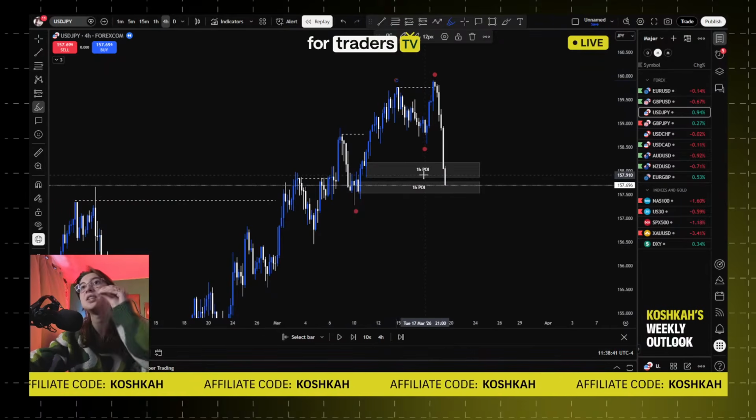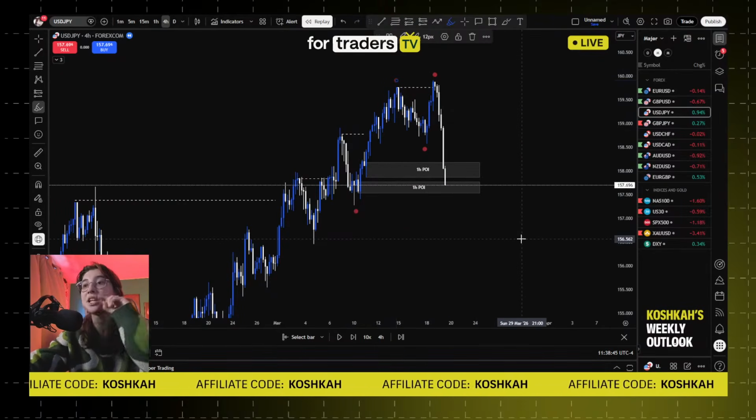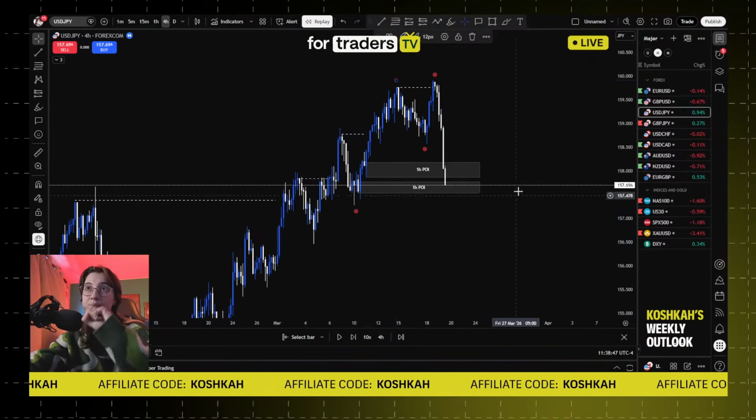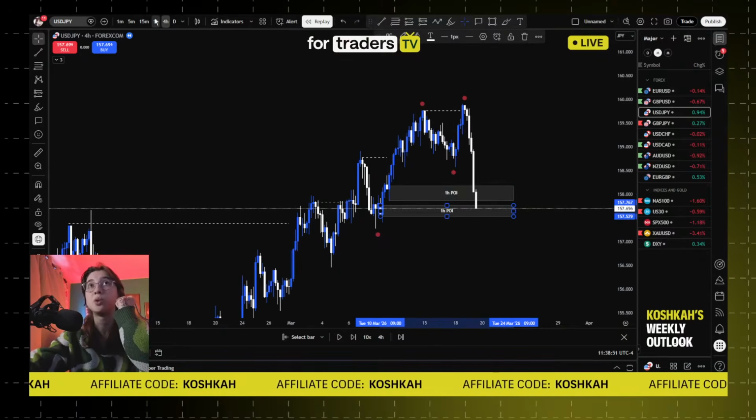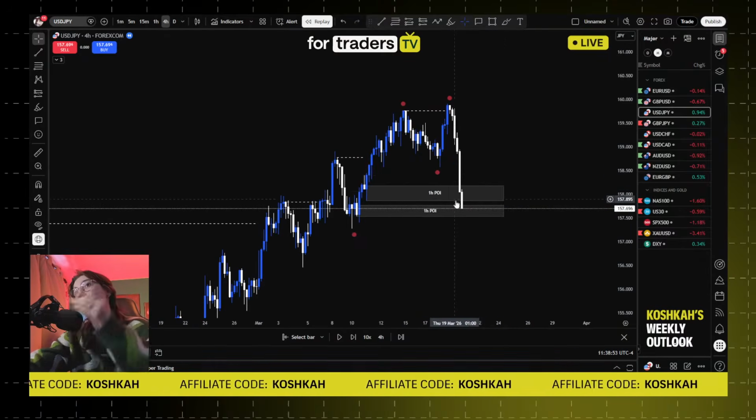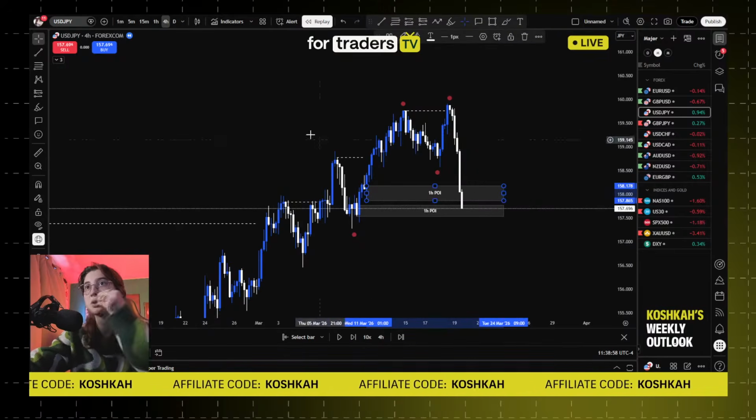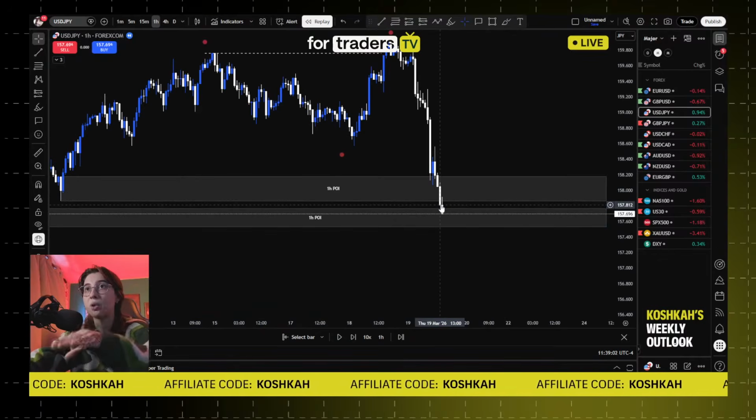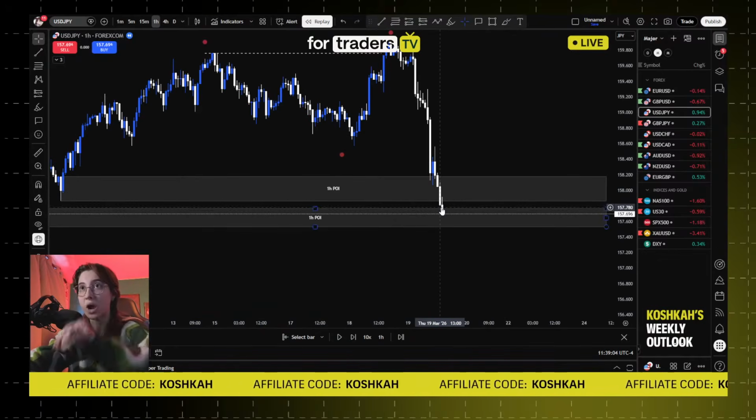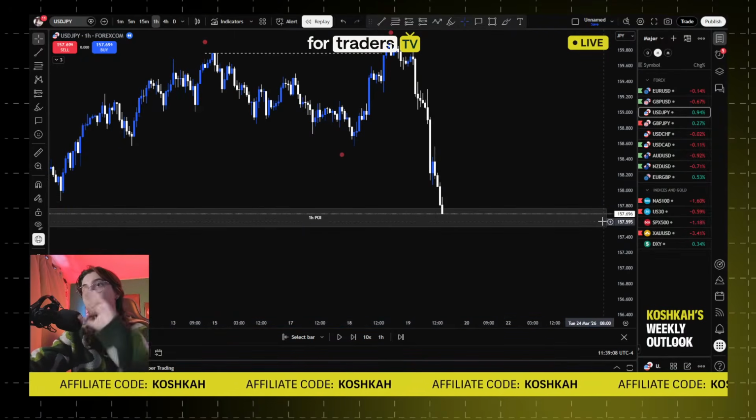As you can see, the POIs got mitigated. When a POI is mitigated, this means that you can look for an entry. Right here, this was a 1 hour POI here and a 1 hour POI here. You can already see that the first POI right here got destroyed. This is a buy because we closed below. If you go on the same time frame that the POI is, the 1 hour time frame, price action closed below the 1 hour POI. So this POI is gone.